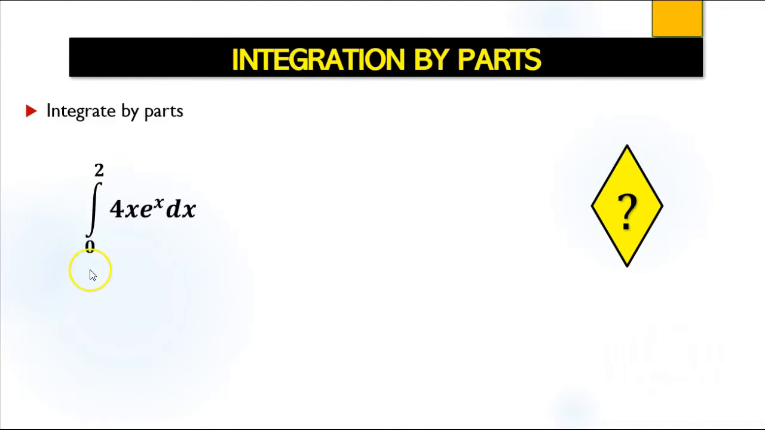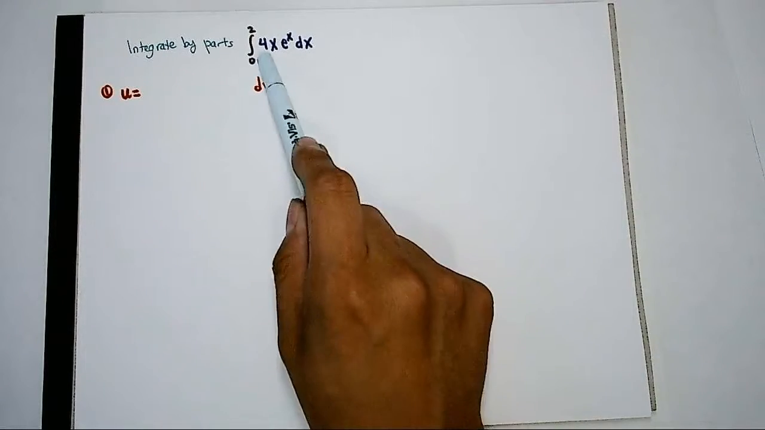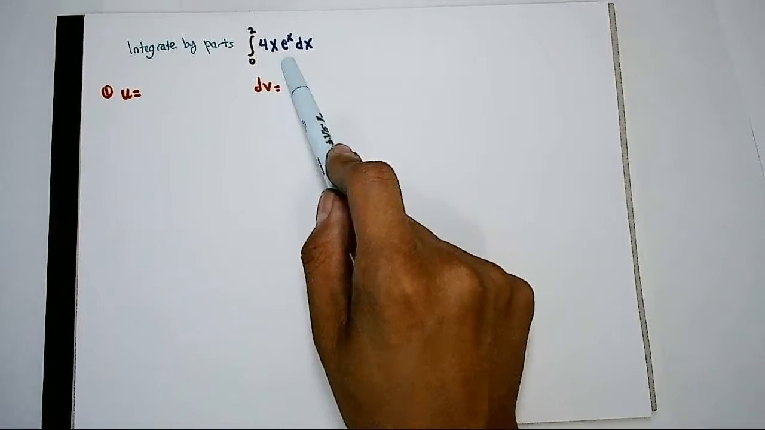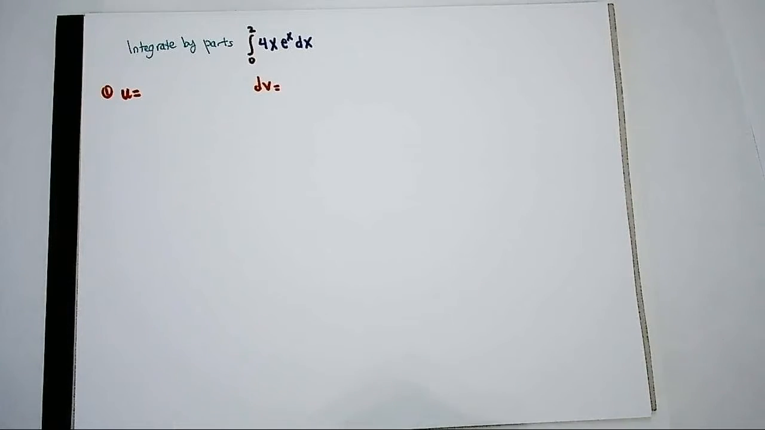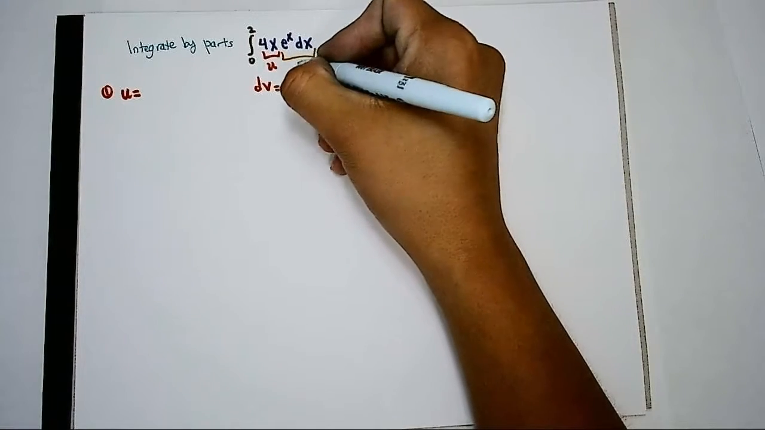Let's integrate by parts this function. First, we need to choose which factor will be u and which factor will be dv. To choose u, we will select the one that is easier to differentiate. Between 4x and e to the x, the easiest to derive is 4x. Therefore, this is going to be our u, and e^x dx will be dv.